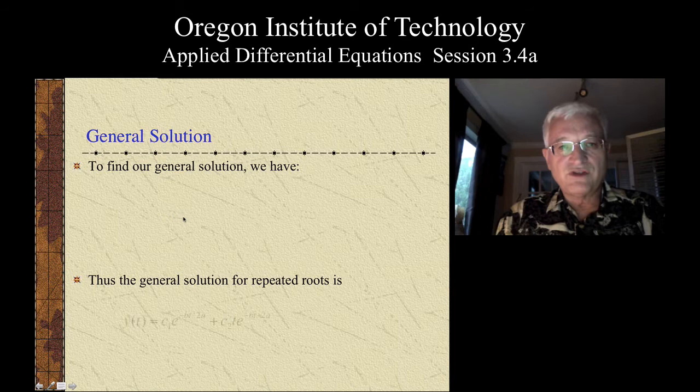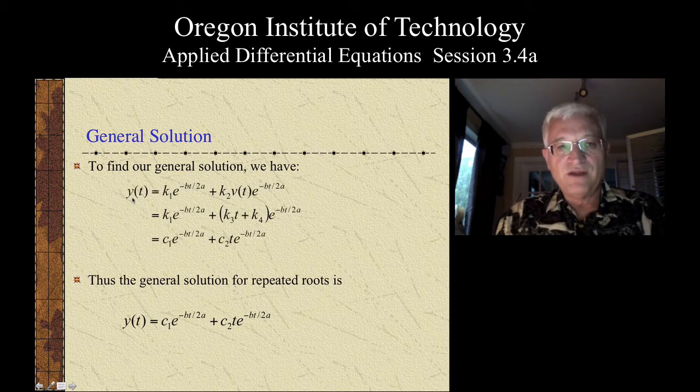Our general solution, therefore, must be a linear combination of y1, there's y1, and y2, which is our v of t times y1. But our v of t was the simple linear function, and so if I distribute this through, and I combine the two terms together that don't have a t multiplied by it, in other words, I combine k1 and k4 into a single constant, then I can rewrite that as these two other constants times these very simple functional forms. Look at that.